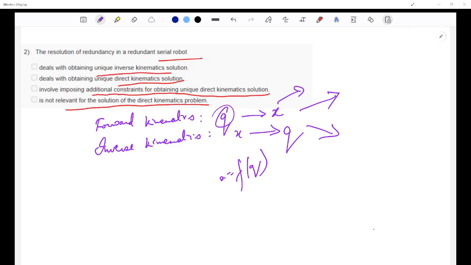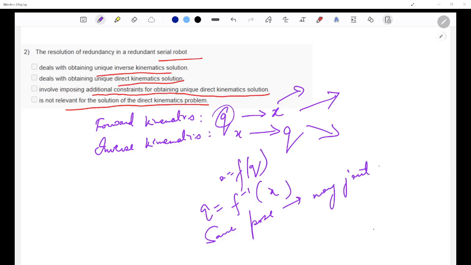In redundant robots, as we already saw, the degrees of freedom of the robot is greater than the degrees of freedom required to do a task. For example, we saw a human hand, and here the inverse kinematics becomes q is f inverse of x. Because there are extra joints, we get infinite joint solutions. For the same pose, we have many joint configurations.